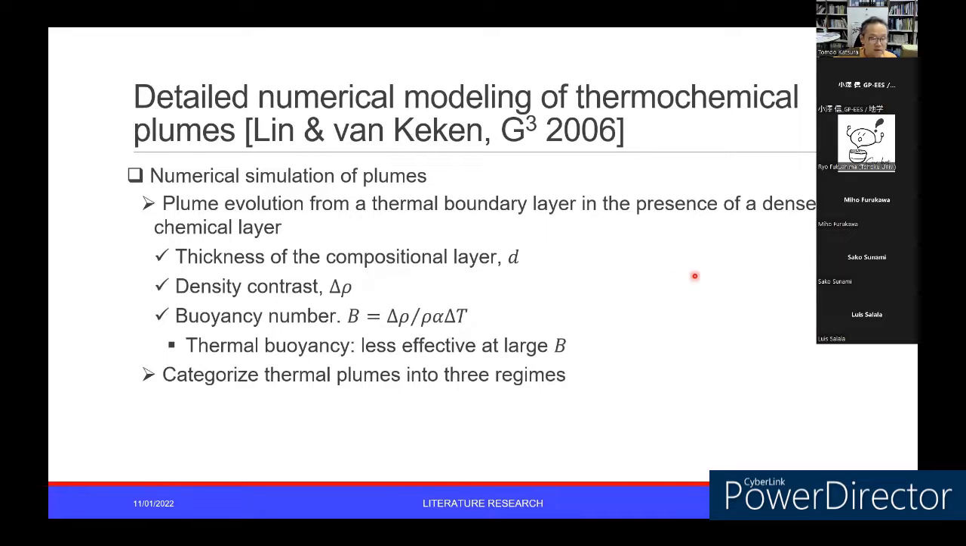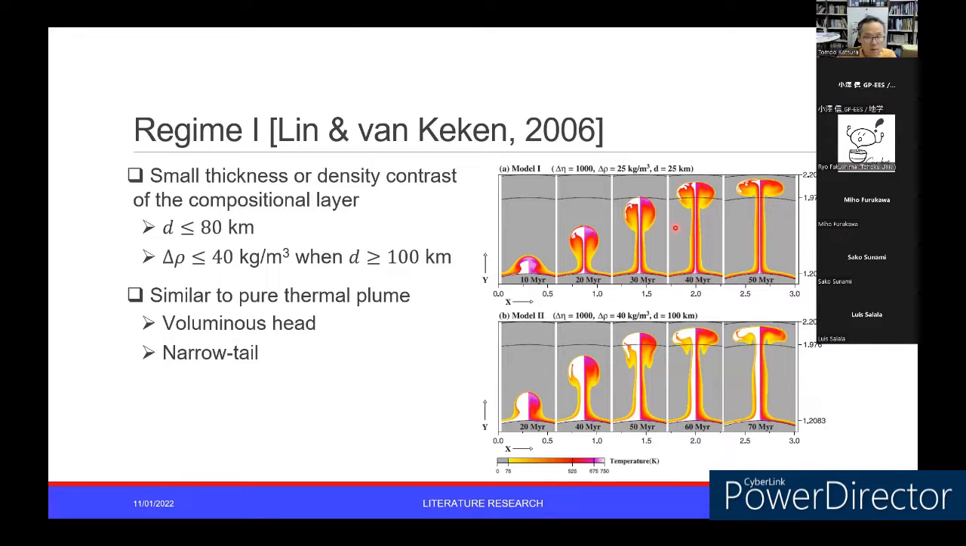They categorize thermal plumes into three regimes. So this slide shows regime 1 as called by Lin and van Keken 2006. In this case, the thickness of the compositional layer is thinner than 80 kilometers, and the excess density by compositional heterogeneity is less than 40 kilograms per cubic meter. And in this case, the thermal plume is similar to the Campbell and Griffiths model. It has a large head and a thin tail.